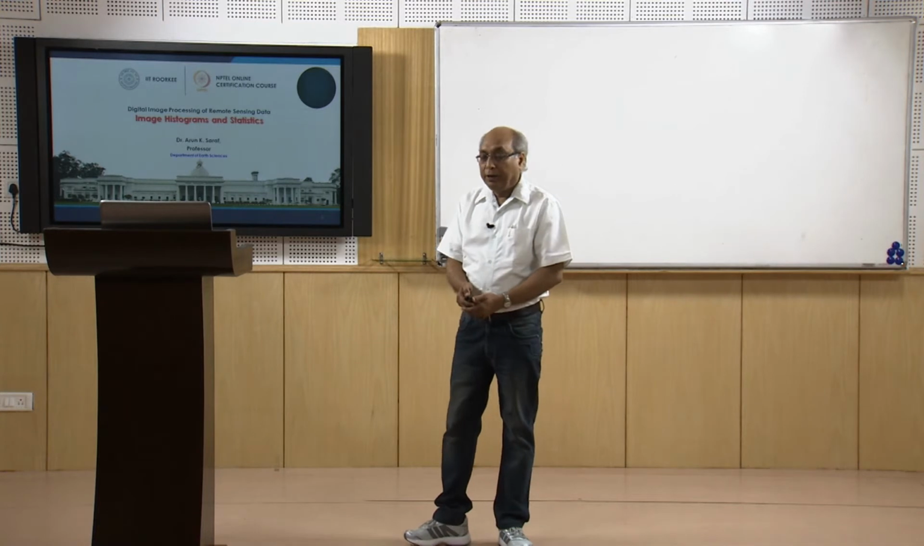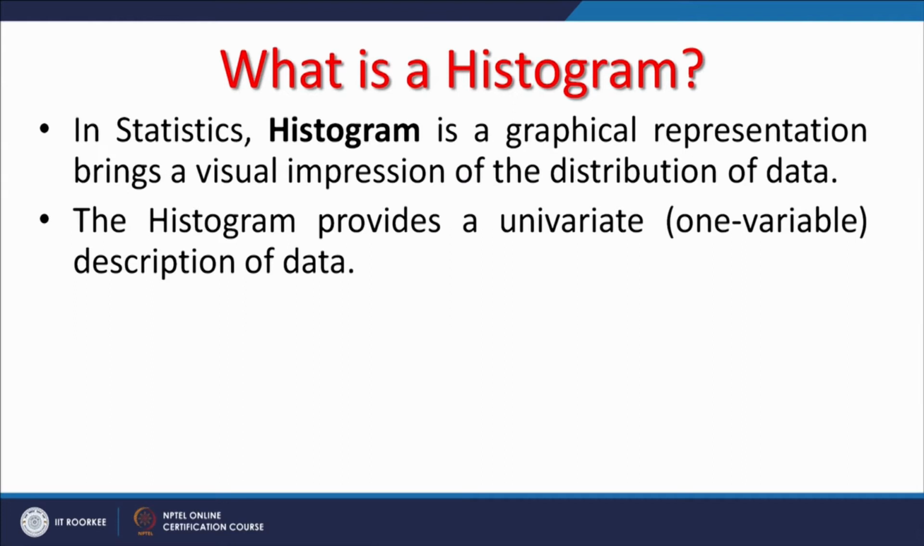So first, what is a histogram? A histogram is a graphical representation of statistics which gives you a visual impression of the distribution of the data, how the data of your image is distributed, in a graphical form. So you have bars, and on one axis you have frequency, and on the x-axis you have the values, which are grouped, and therefore you see the bars. Very soon I am going to show some examples of histograms and associated images.